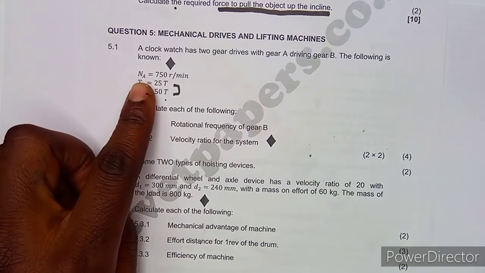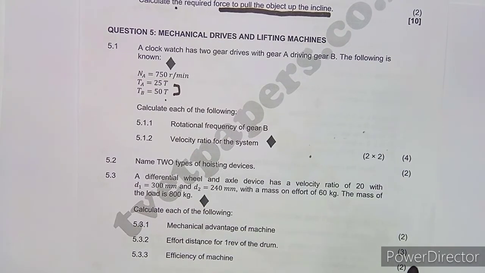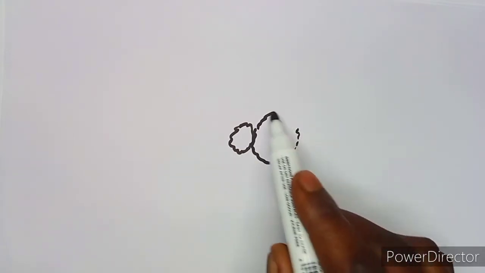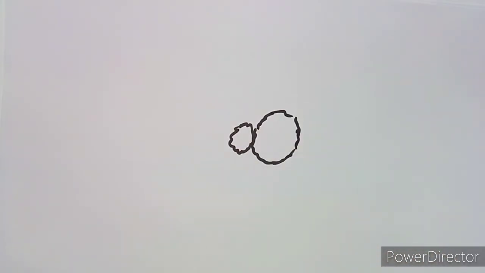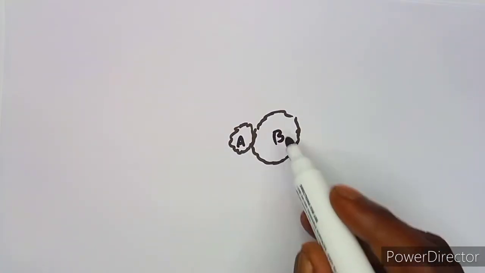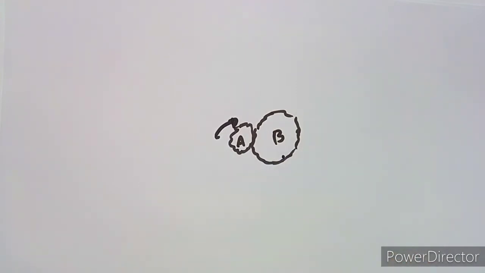But for A, we are only given the rotational frequency. We are not given the rotational frequency for B, but we are given the number of teeth for A and for B, so you can relate the two. Because remember, when you are working with gear drives, you are working with something like this. We shall have our A and B like that. This is our A and this is our B.